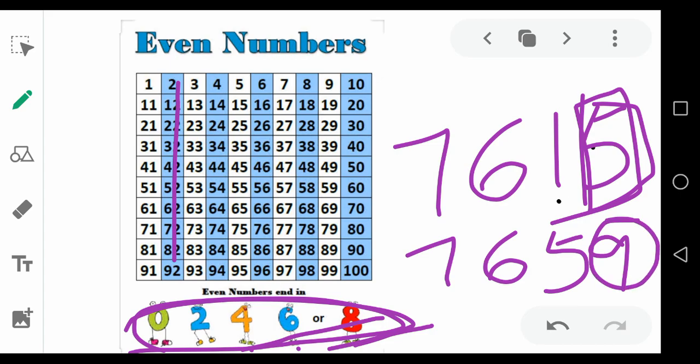Understood? So that covers prime numbers, composite numbers, even numbers and odd numbers. Okay, done.